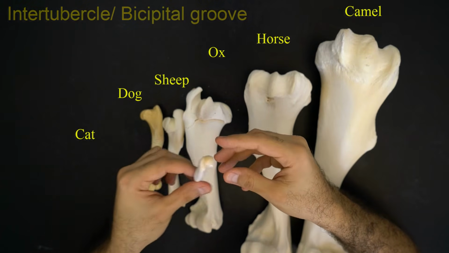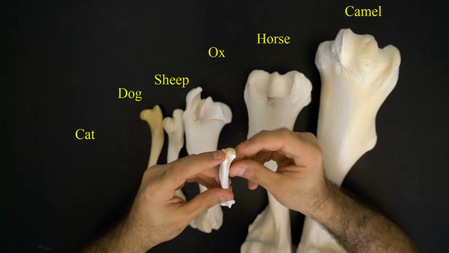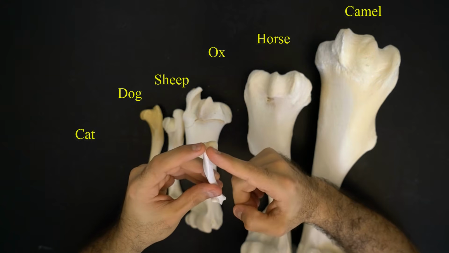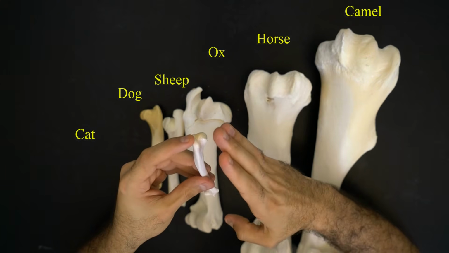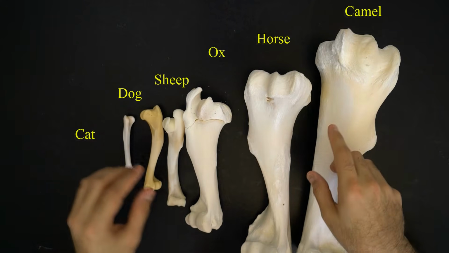The same for the cat. In the cat, the greater tubercle and the lesser tubercle are not divided, and the intertubercular groove is located more medially than caudally, compared with the other animals.